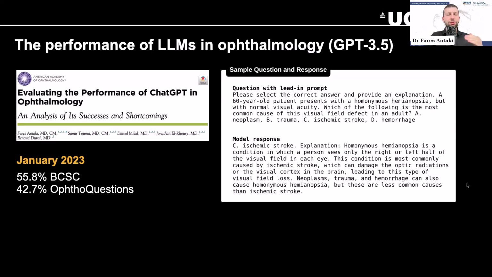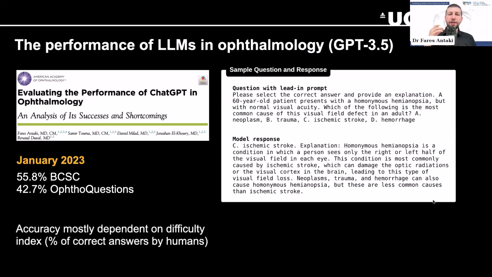And at the time, in the two question banks, the BCSC, which we licensed from the American Academy of Ophthalmology, and OphthoQuestions, the performance was around 50%. Not great, but it was very reassuring because the accuracy was dependent on difficulty index. So the difficulty index was the percent correct by humans.